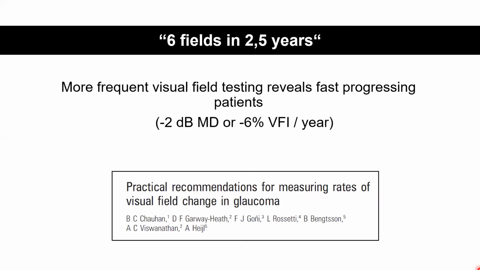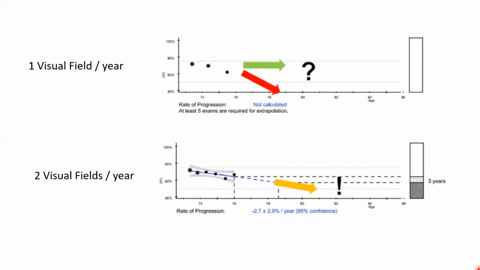And it was found that it is important to define these fast progressing patients soon after the diagnosis. And in order to do this, you should test the visual field more frequently. In particular, you should perform 6 visual fields in 2.5 years. Because if you do the test only once a year, then you don't know how to intersect the line. If you do more visual field tests, then you can lay the line easily with a narrow confidence interval.